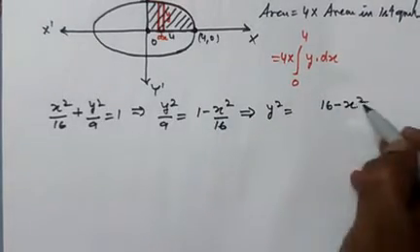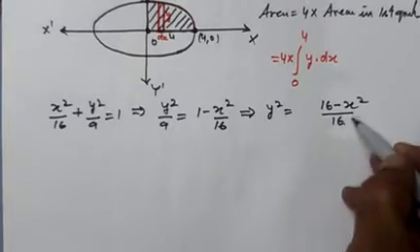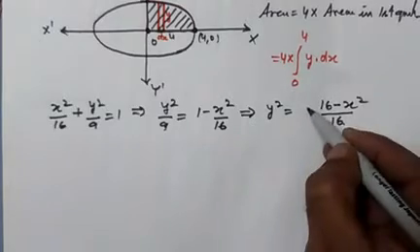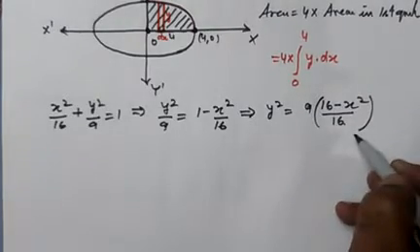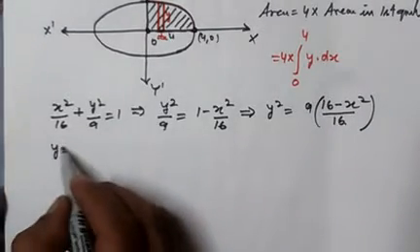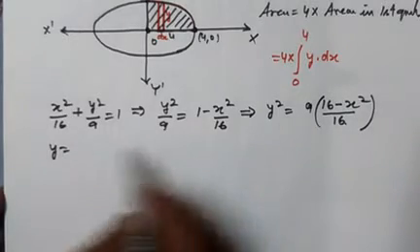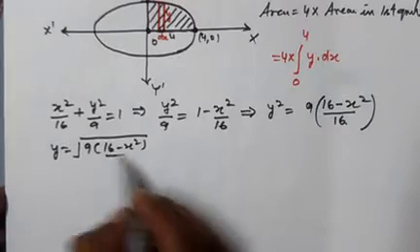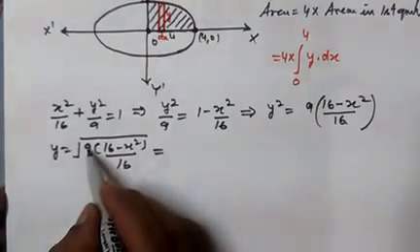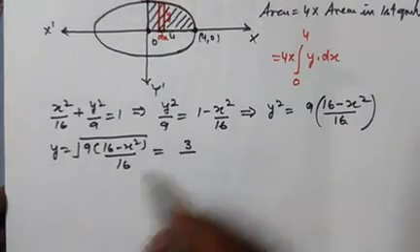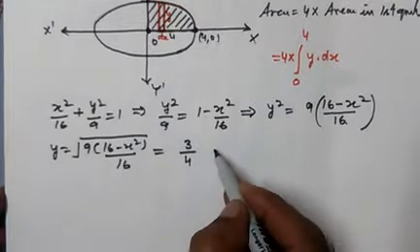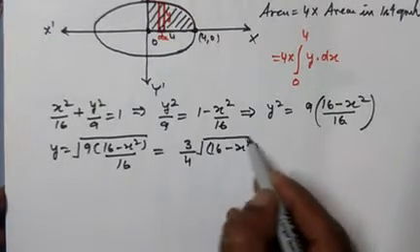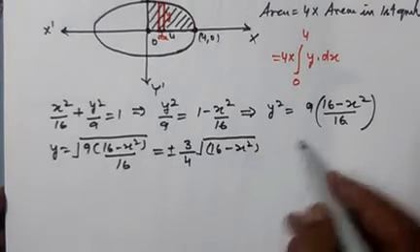Taking LCM, 16 minus x square upon 16, and this 9 will be taken to the other side because it is in the denominator, so it will go to the numerator. 9 into like this. Then what is y? Y will be the square root of this whole portion, square root of 9 into 16 minus x square upon 16. Now what is the square root of 9? That is 3. Square root of 16, that is 4, and the rest of the expression will be written as it is under the root, because it will be taken as plus minus.